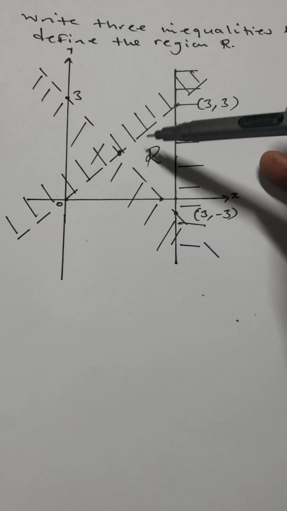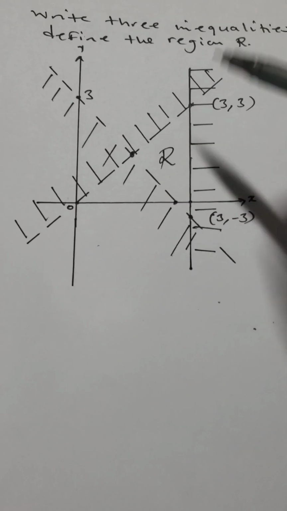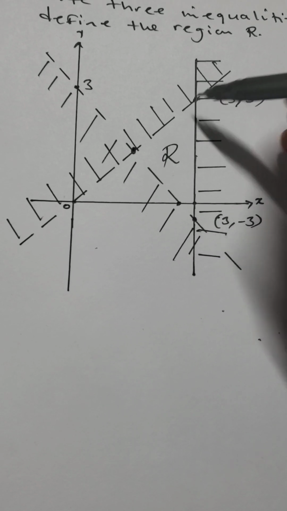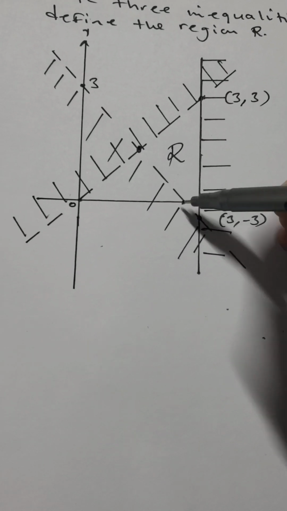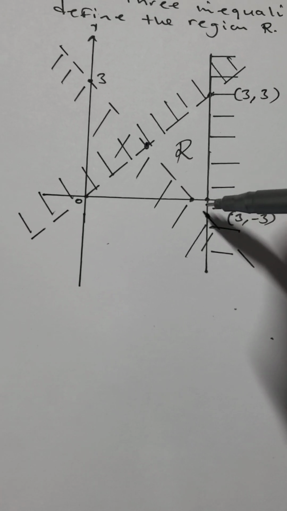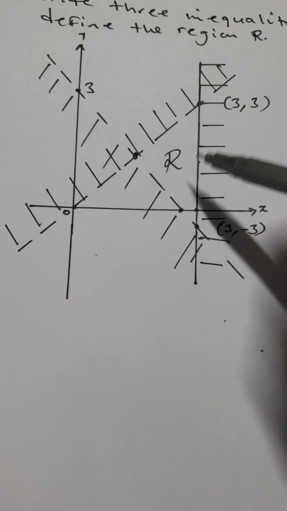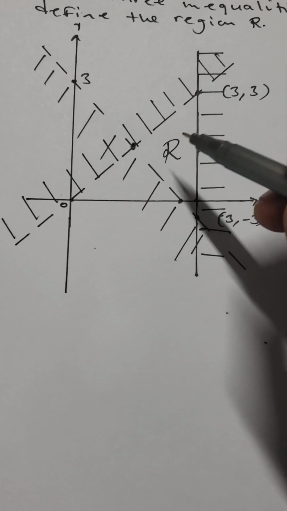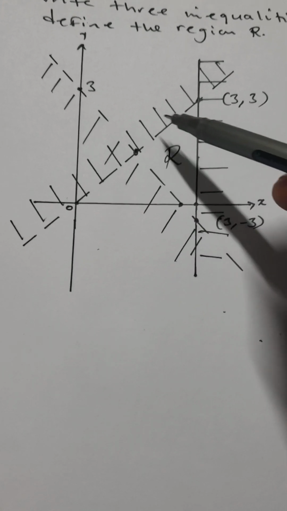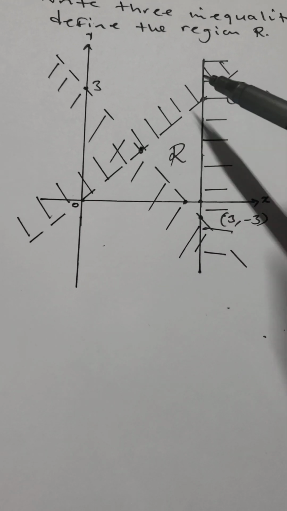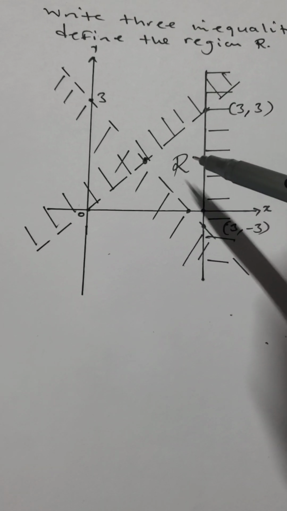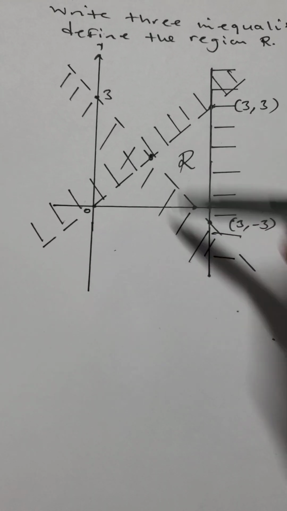Since our region is bound by this point, that point, this point here, and that point there, this is the area bound by the region R. If you have noticed, what they are doing is shading the unwanted, because R is the wanted region, okay? So they are shading the unwanted. So which inequalities satisfy this information?